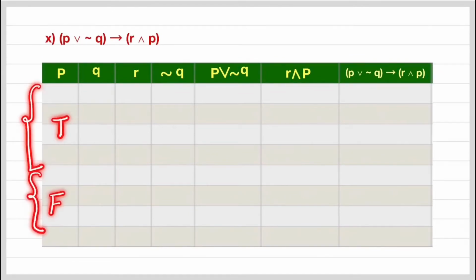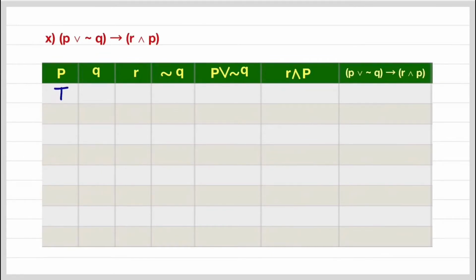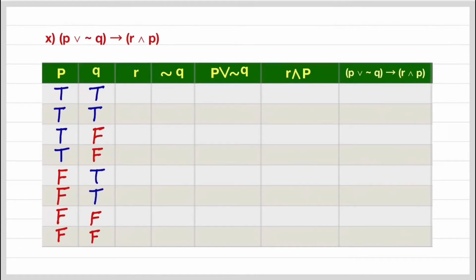For P we will take 4T and 4F. First 4 values true and last 4 values false. Make it half for Q, 2T and 2F. First 2 values true, then 2 values false, and repeat it. Again make it half, 1T and 1F for R. T, F, T, F, T, F. In this way we get total 8 options.